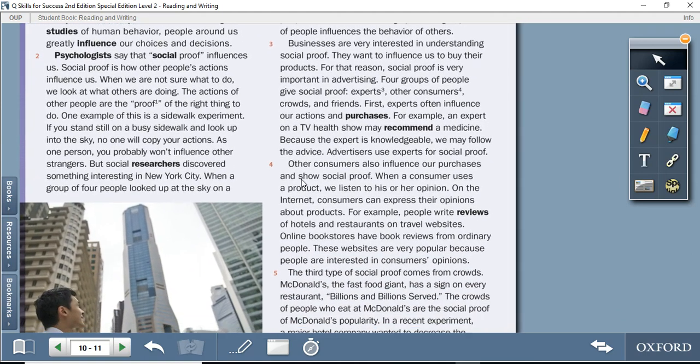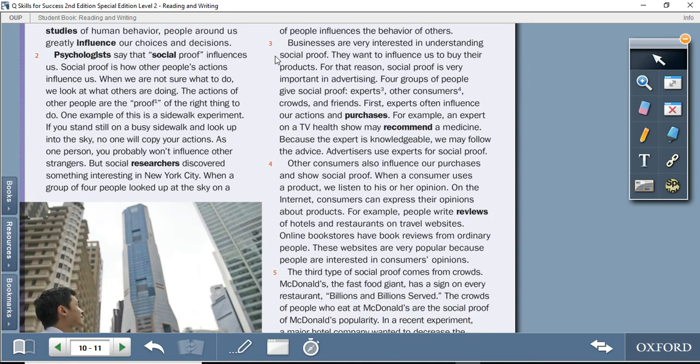Businesses are very interested in understanding social proof. They want to influence us to buy their products. For that reason, social proof is very important in advertising. 4 groups of people give social proof: experts, other consumers, crowds, and friends.